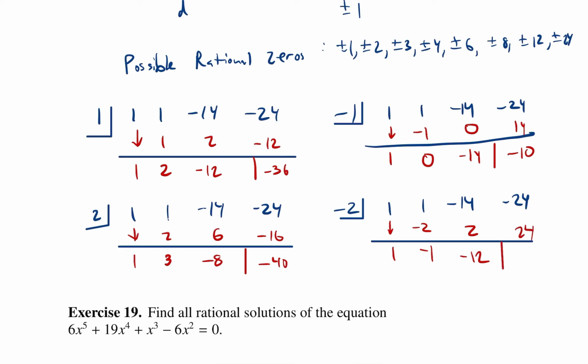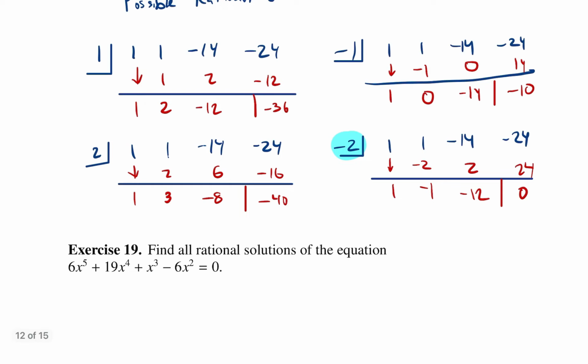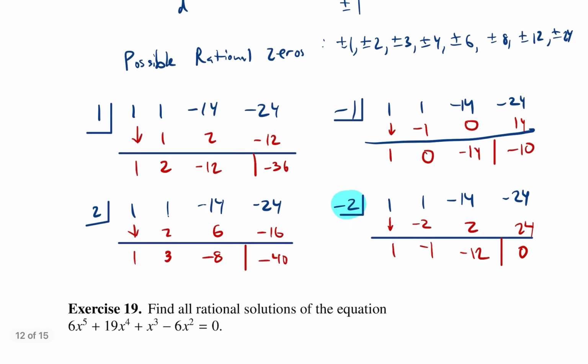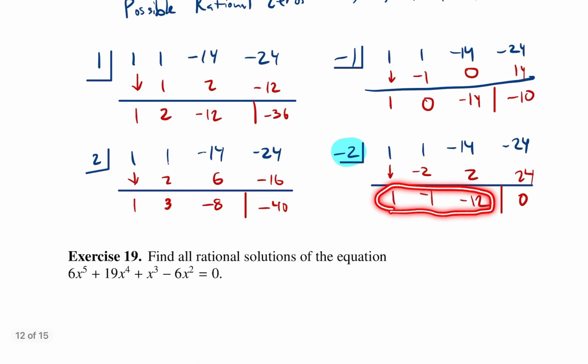Multiply, add, multiply, add, and what do you know? We finally get 0 remainder. So we found 1 0, negative 2 is a 0. And the good thing about this is that instead of repeating this process over and over for the rest of the numbers, once you're left with the trinomial, you can factor that trinomial.